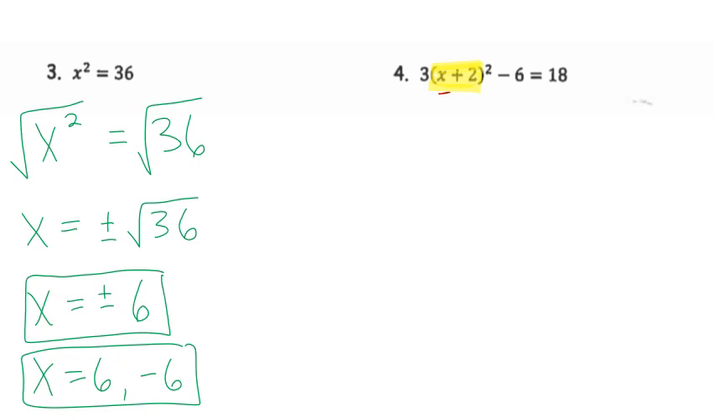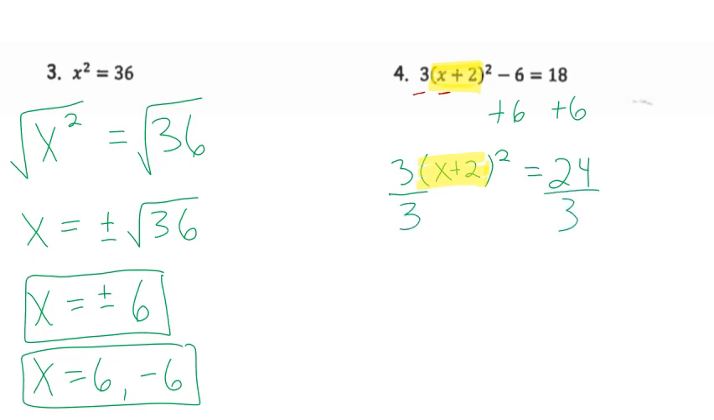So if I look at what's actually happening here, the quantity being squared is getting multiplied by 3. We're subtracting 6. We're going to solve it just like a linear equation at first. So I'm going to isolate what's being squared first. I'm going to add 6 to both sides. I have 3 times the quantity x plus 2 squared is equal to 24. And again, I'm still getting this quantity that's being squared by itself first. We're then going to divide by 3. I have x plus 2 quantity squared is equal to 8.